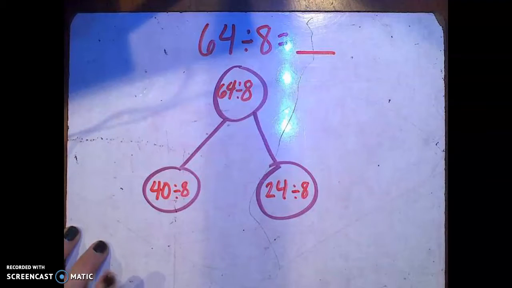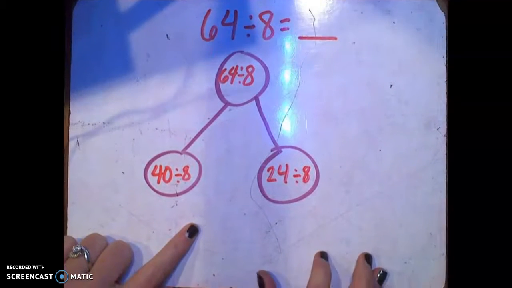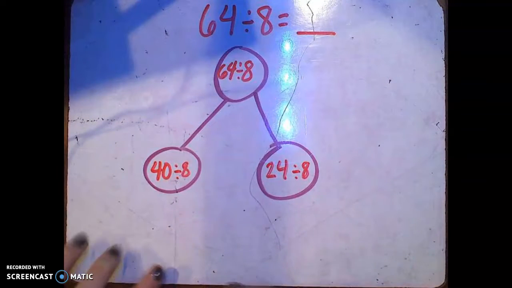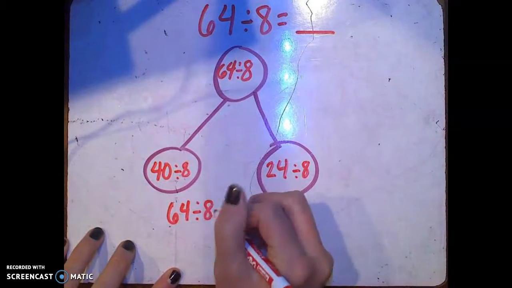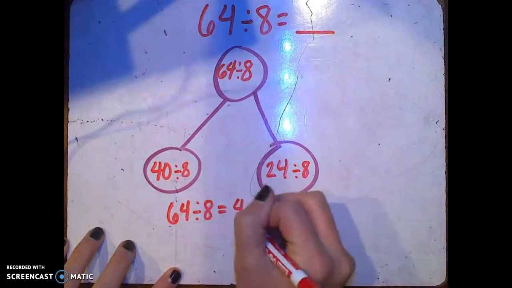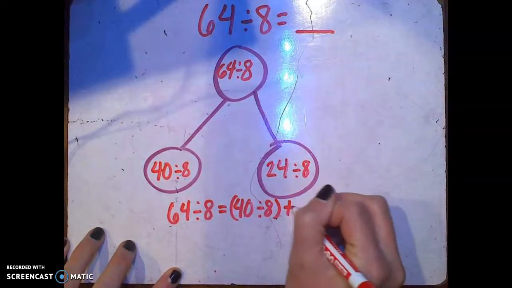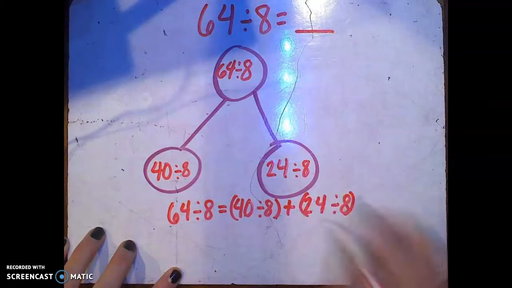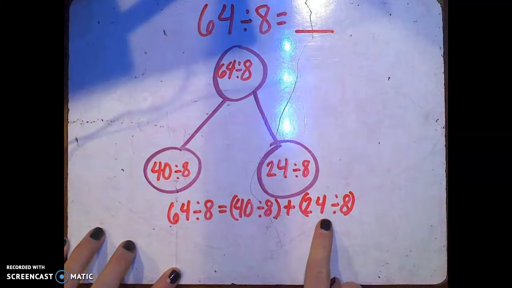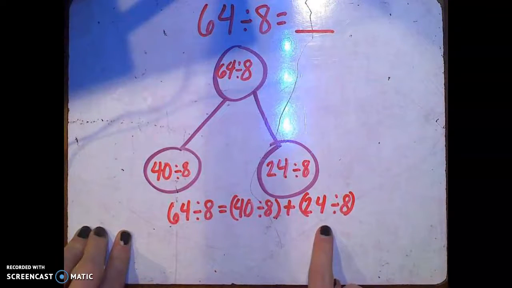Now, this looks great, but I still don't have my answer, so I'm not done yet. What I'm going to do is solve these problems. 64 divided by 8 equals 40 divided by 8 plus 24 divided by 8. Now, do you guys see where I got these equations? From my number bond. All three of these equations came from my number bond.